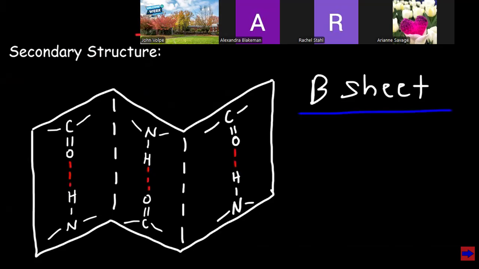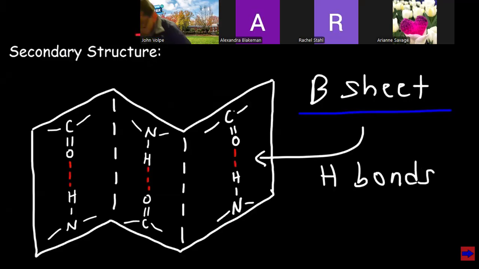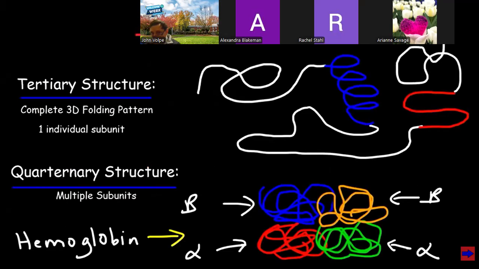Now here is a visual illustration of the beta pleated sheet. Just like the alpha helix, it too is stabilized by hydrogen bonds between the carbonyl group of one amino acid and the NH group of another amino acid. Next up, we have the tertiary structure, which represents the three-dimensional complete folding pattern of the protein.